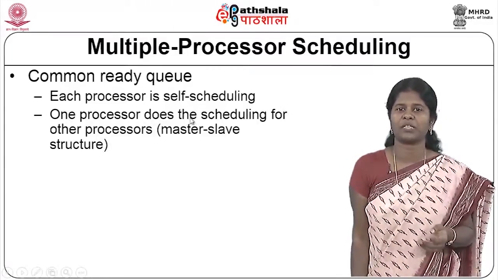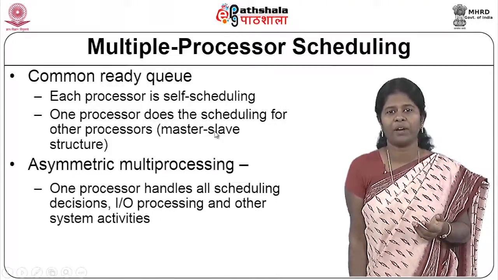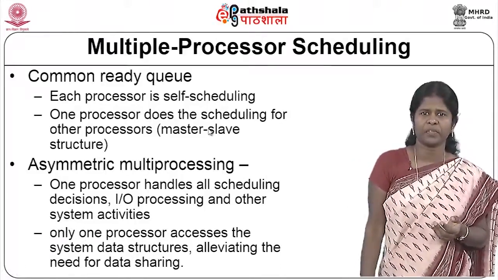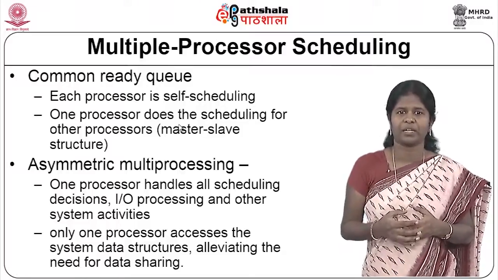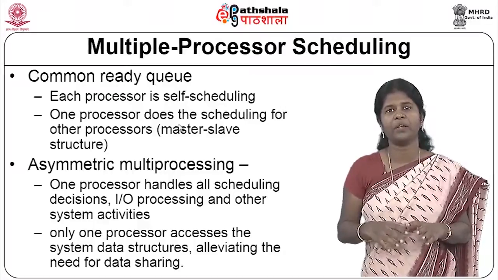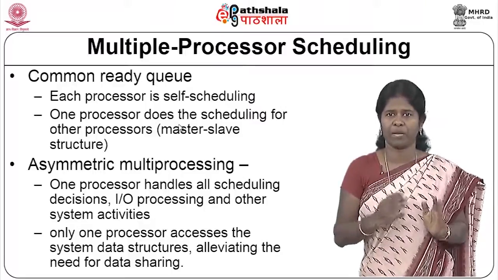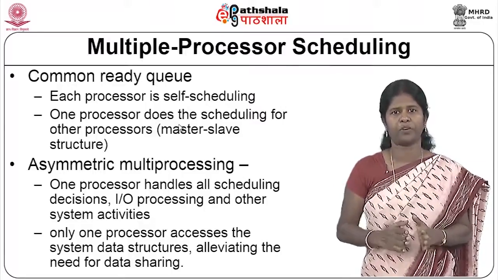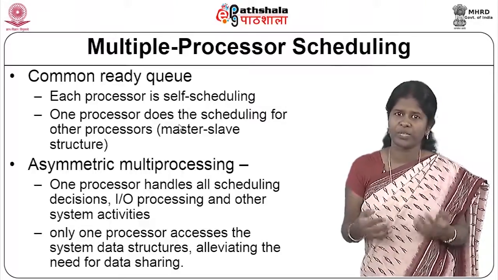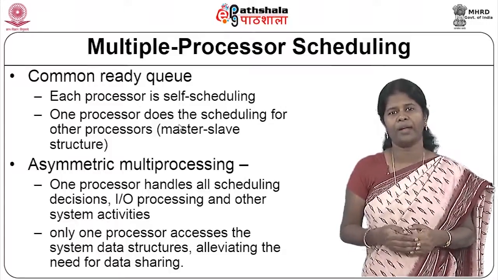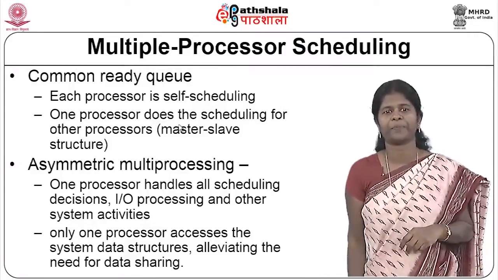It can be called a master processor, and the others can be called slave processors, or you can have a master-slave structure. Or the other way is that you can have asymmetric multiprocessing. That is, you can have one processor which will handle all the scheduling decisions, I/O processing and other system activities. Everything will be done by one processor, and this one processor only will access all the system data structures and all issues related to them, and it will take care of scheduling for the other processors. The other processors only do processing.